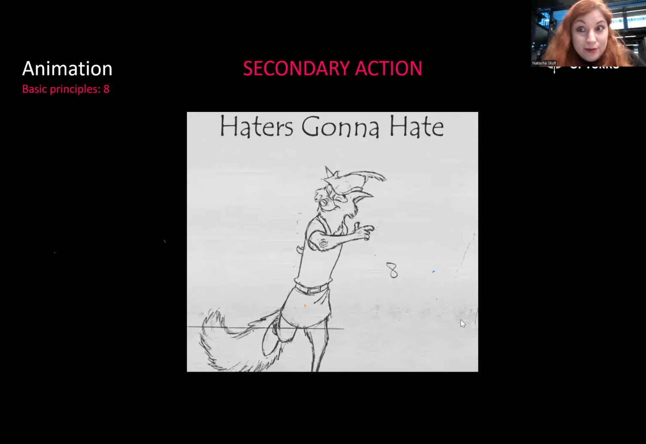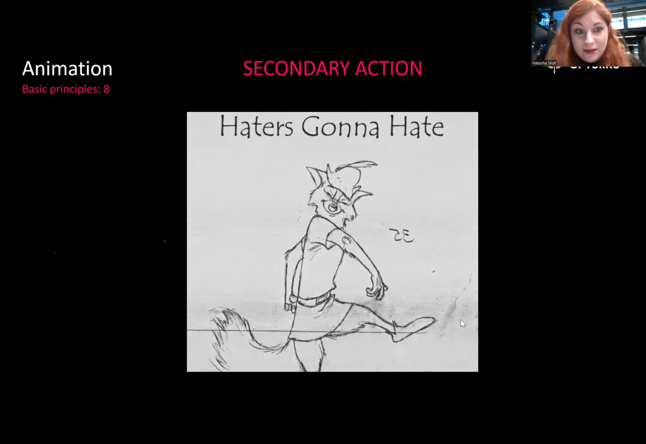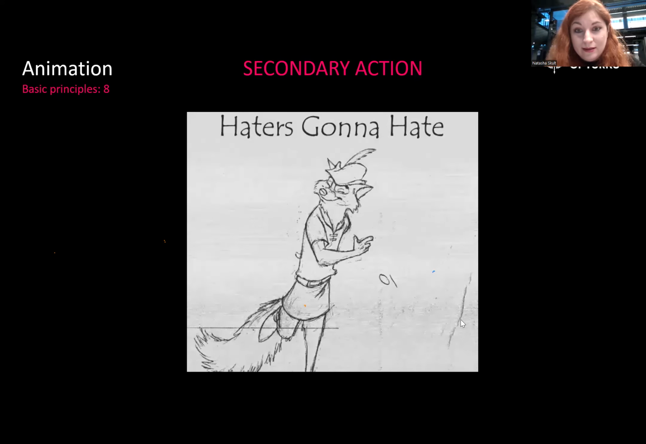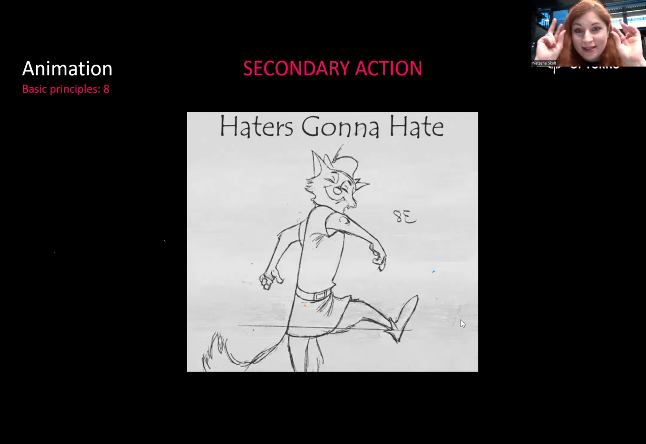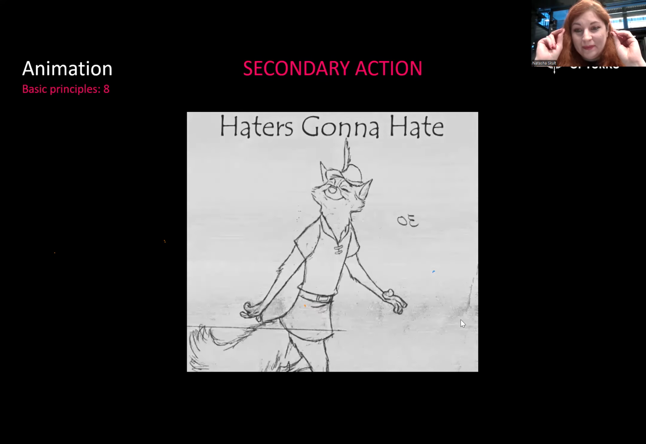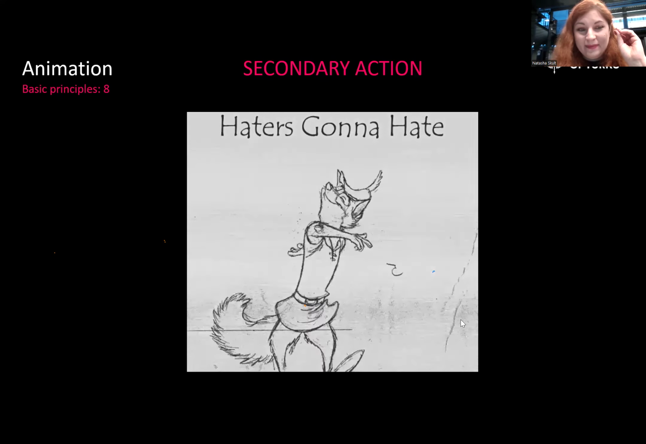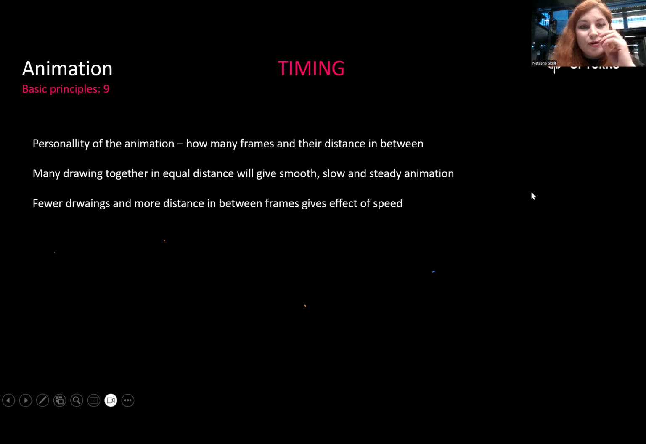So is this clear, or does anyone have a question about it? Does the logic click? What is the secondary action? All right. So a few more to go.